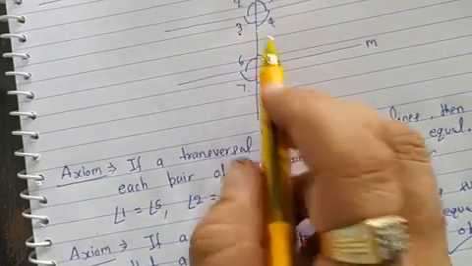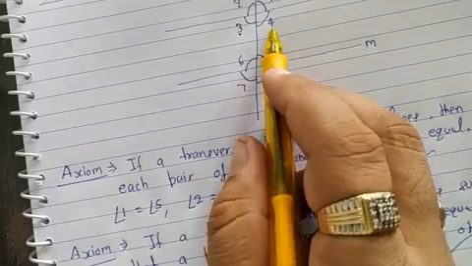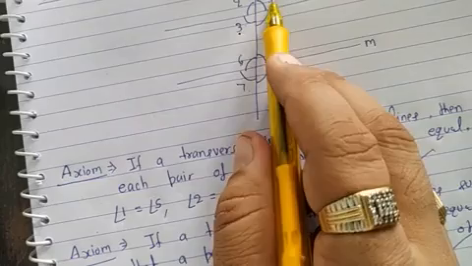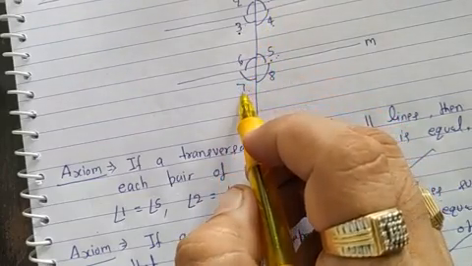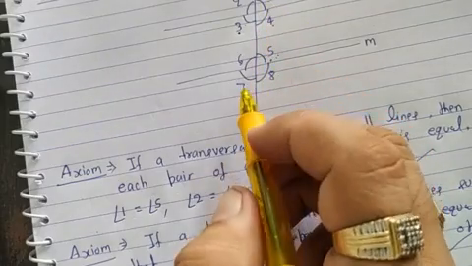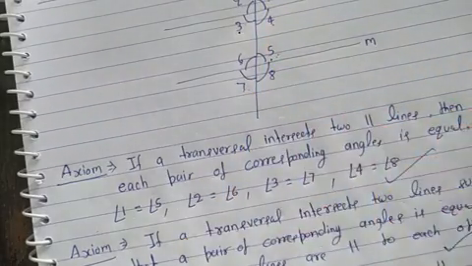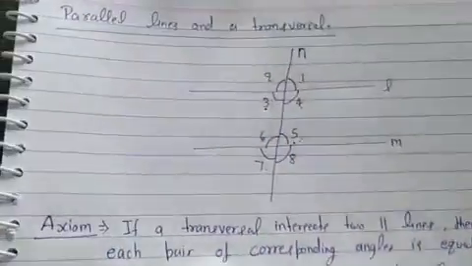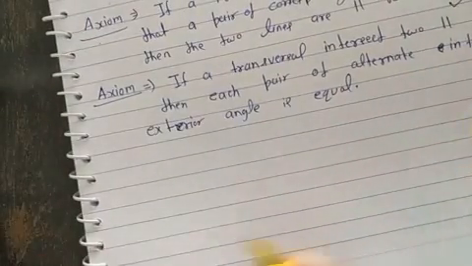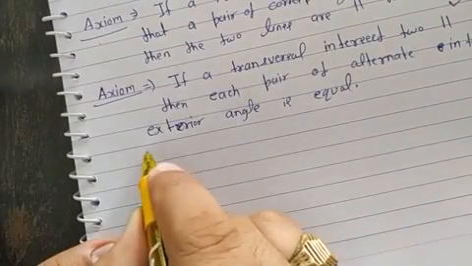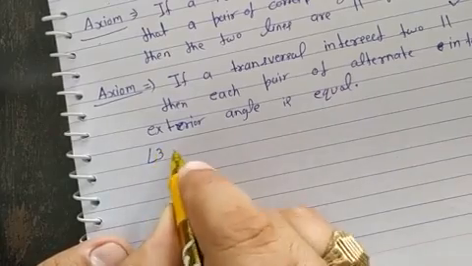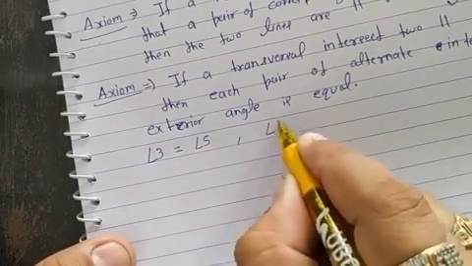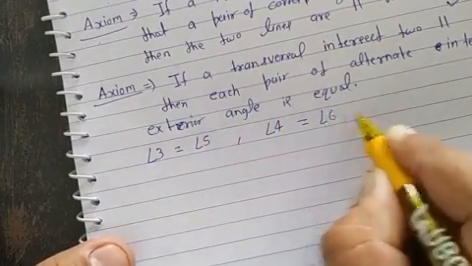angle 6, means angle 3 is equal to angle 5, angle 4 is equal to angle 6, and in exterior, angle 1 is equal to angle 7. These are exterior alternate angles. Okay, and angle 2 is equal to angle 8. So write down this: angle 3 is equal to angle 5, angle 4 is equal to angle 6.